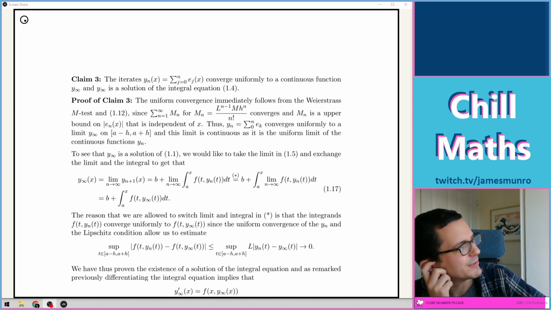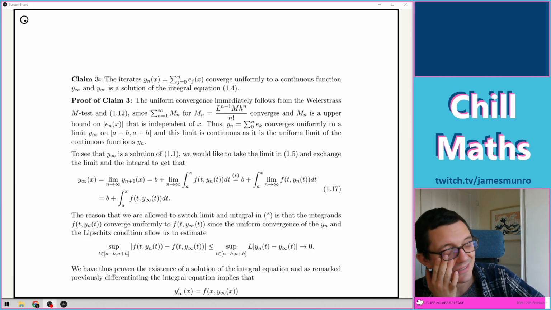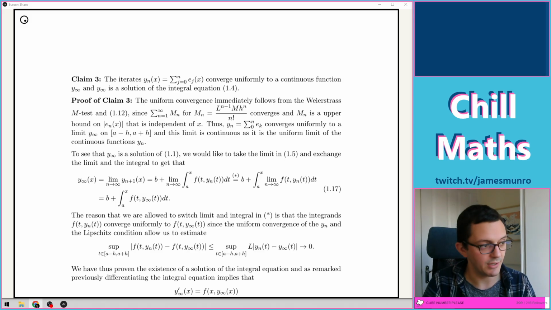But this says uniform convergence. What are we doing here? What are we playing with? So the M-test, judging from context, is one where you compare it to a sequence that's geometric and you know it converges. I can't remember what the M's are for. Right, so not proud, but it's time to learn the Weierstrass M-test again.